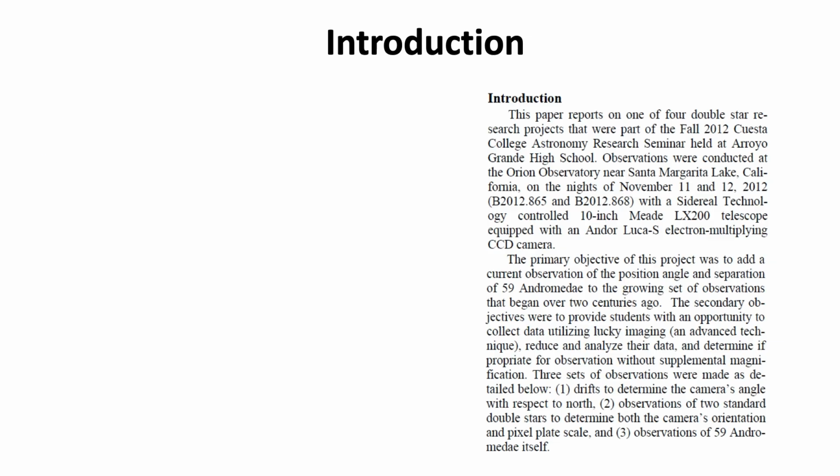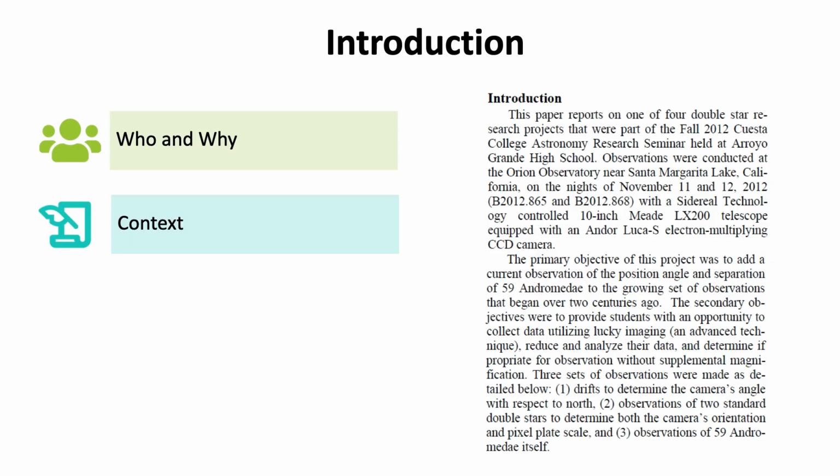The introduction describes who carried out the project and why this particular project was done. The introduction usually places the current research in a historical context, describing, in the case of double star observations for instance, who discovered the double star. The introduction should tell the reader how this research project will contribute to the field.